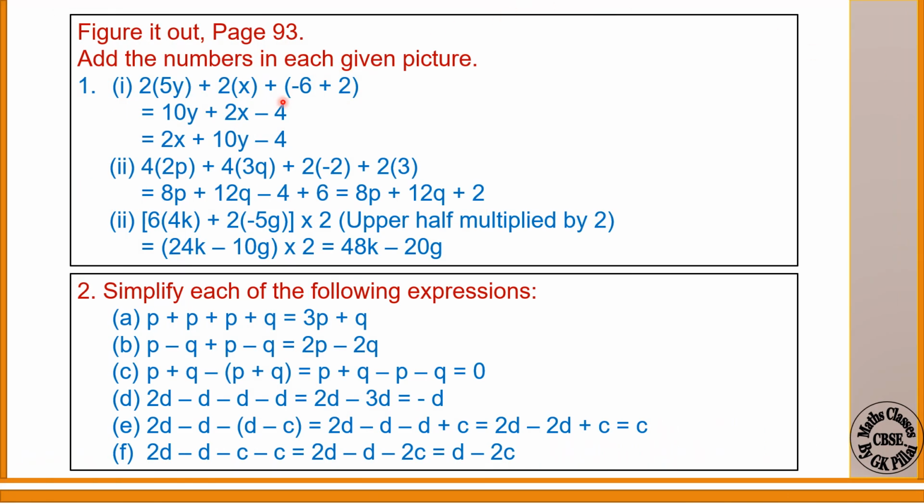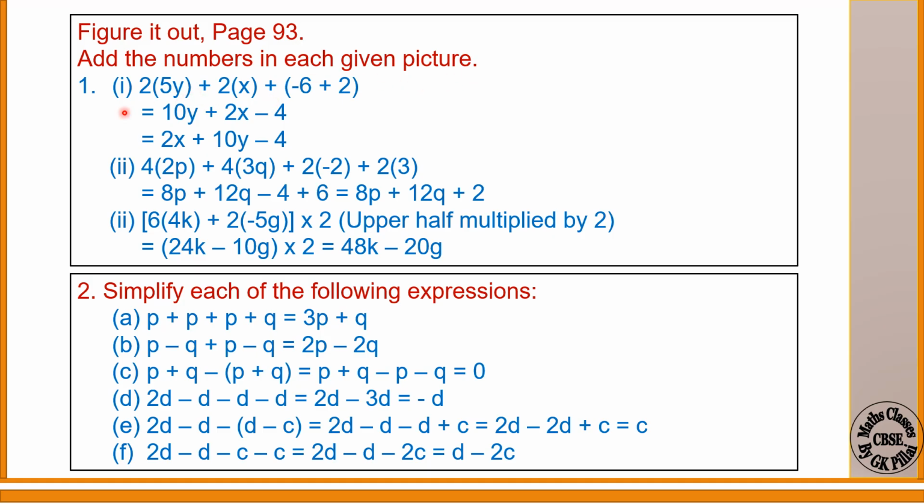Now figure it out on page number 93. You will see many circles where different numbers are marked. For example, variables 5y, x, minus x plus 2, and many things are marked there. And we have to add the numbers in each of the given pictures.